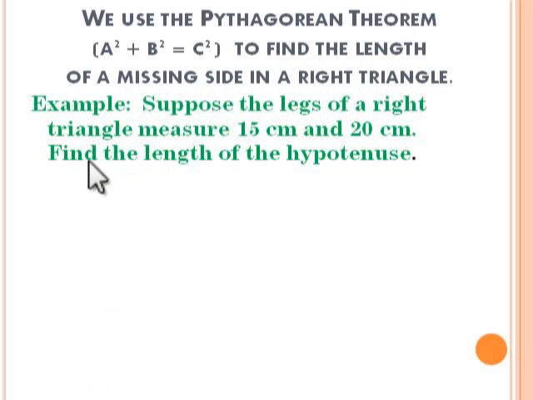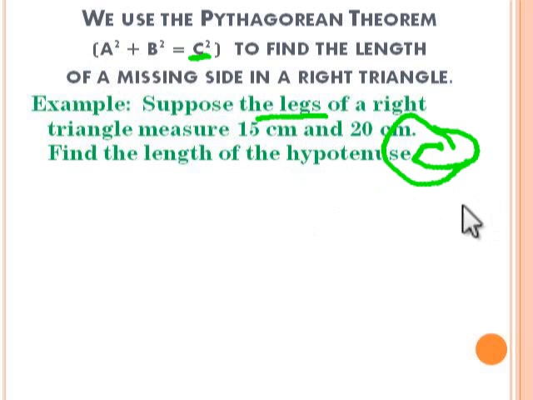Okay, so here's our example. Pretend like the legs of a right triangle measure 15 centimeters and 20 centimeters. The directions are to find the length of the hypotenuse. So remember, the hypotenuse is c. That's what we're looking for, is c. So the c in this formula is going to stay a variable, and we're going to substitute in these two numbers, 15 and 20, for our two legs, because it says that the legs are 15 and 20.